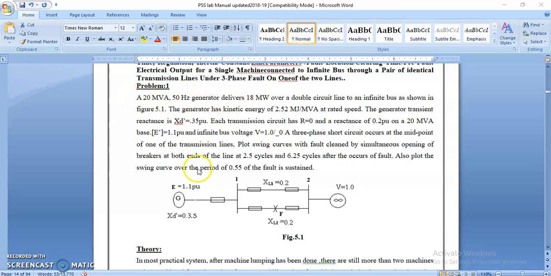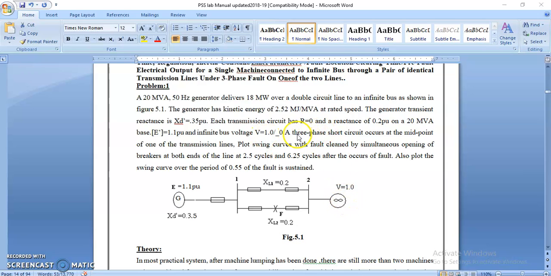This is the problem they have given here. A 20 MVA, 50 Hertz generator delivers 18 megawatt over a double circuit through an infinite bus bar. They have specified the kinetic energy H value as 2.52 megajoules per MVA; the formula for kinetic energy is what you took in PSA 2, and here I am discussing PSA 1. The transient reactance on the generator side is 0.35 per unit, transmission line resistance is 0, and reactance on both sides is 0.2. The base value is 1.11, connected to an infinite bus bar of 1 angle 0.